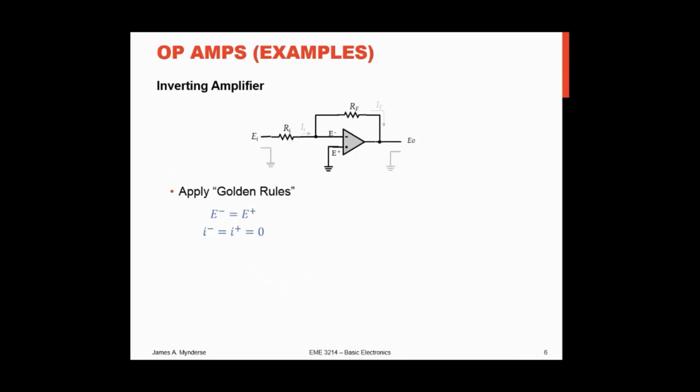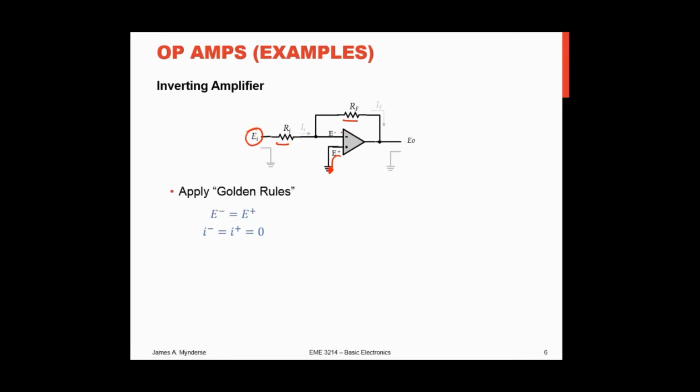A little bit more complicated here is our inverting amplifier. Here we've got our positive non-inverting input. It goes to ground. Okay. Here's our input voltage here. We have an input resistor, a resistor in our feedback loop, and this goes to the negative.